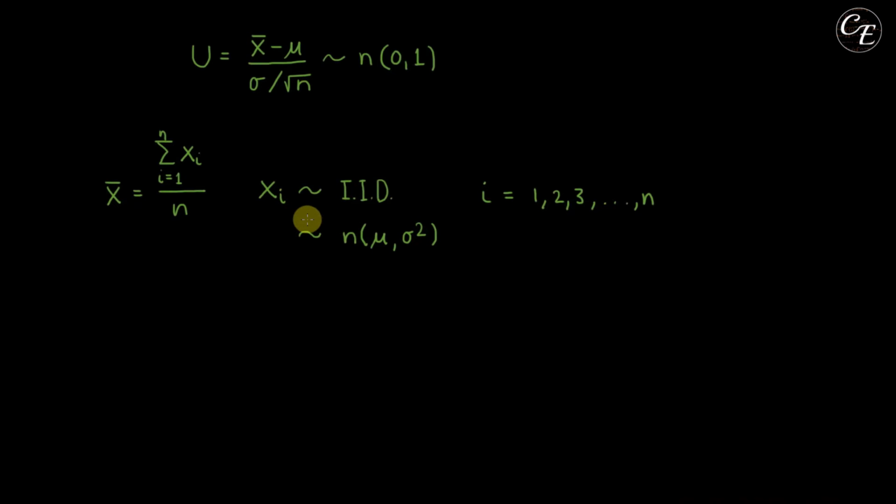So they should have the same population mean mu and the same population variance sigma squared. So this mu in here is the same as this mu in here. The sigma in here is the same as the sigma in here.